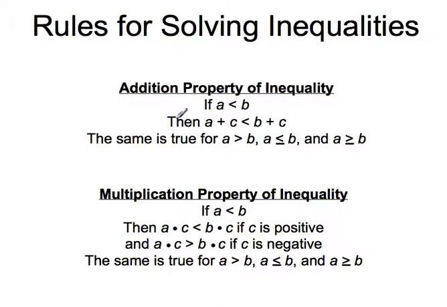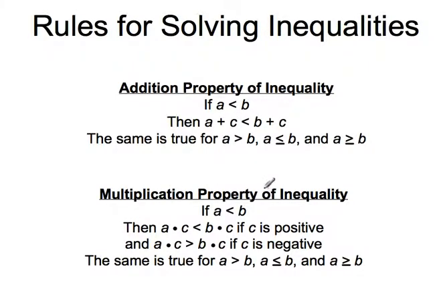So, rules for solving inequalities. The addition property of inequality states that if A is less than B, then A plus C is less than B plus C. This property holds true whether you have a less than, greater than, less than or equal to, or greater than or equal to sign. It's basically a spin-off of the addition property of equality. If you have an inequality, the inequality remains the same whether you add a constant to both sides or not.